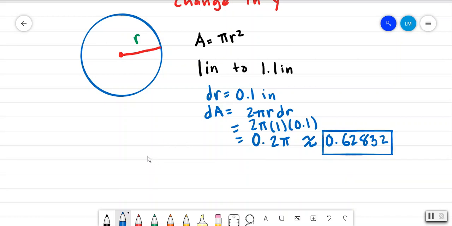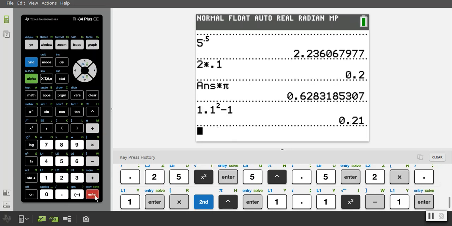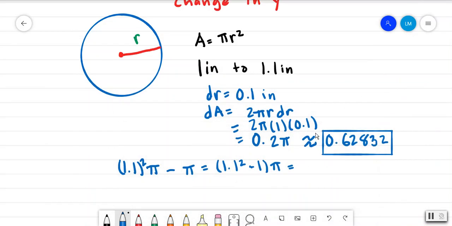Now, most students tend to say, if I wanted to find the change in A, why don't I just do 1.1 squared multiplied by pi minus pi. So this is going to equal 1.1 squared minus 1, multiplied by pi. 1.1 squared is 1.21, so 1.1 squared minus 1 is 0.21, so that's 0.21 pi.